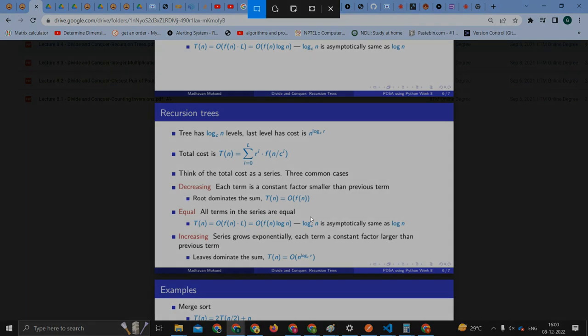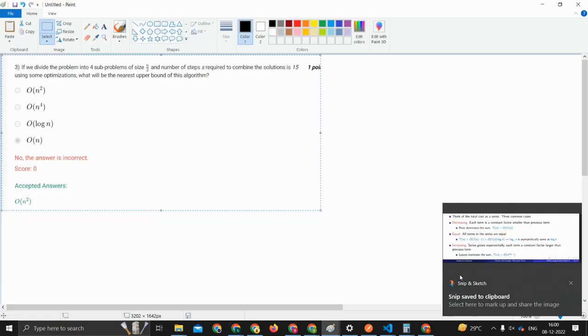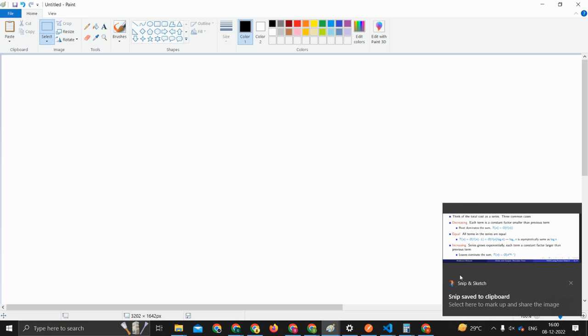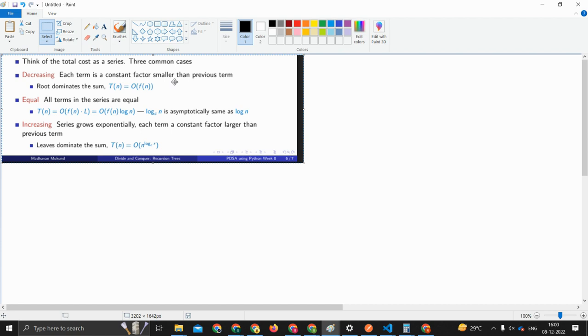Okay, wait, Uma, let me clear this up for everyone here. This is what is important. Guys, do you remember binary search? Same as log n. If all terms in the series are equal, it means it is log n.